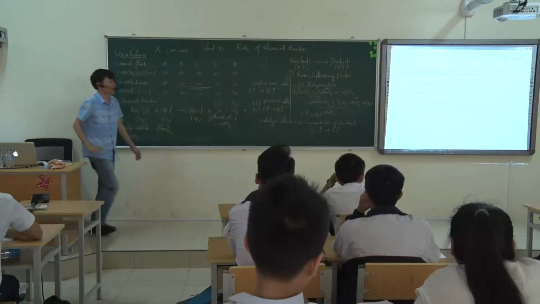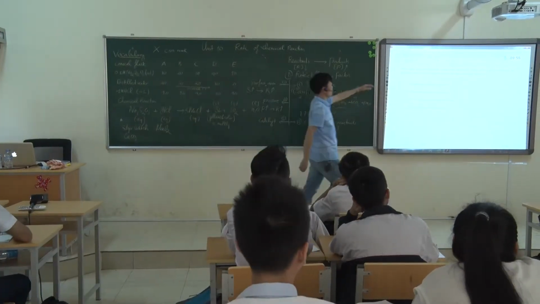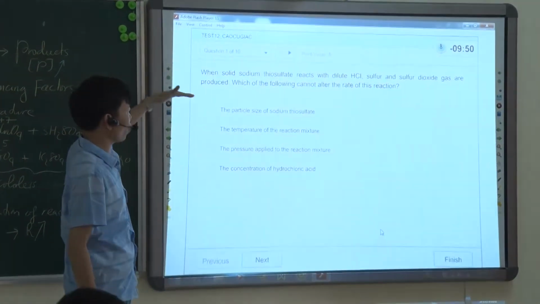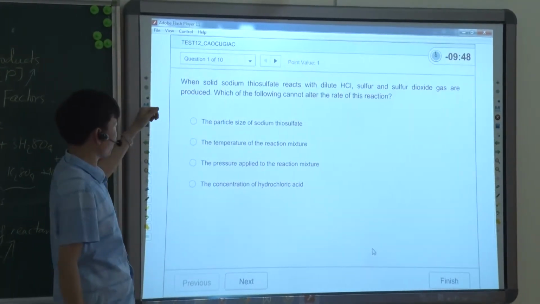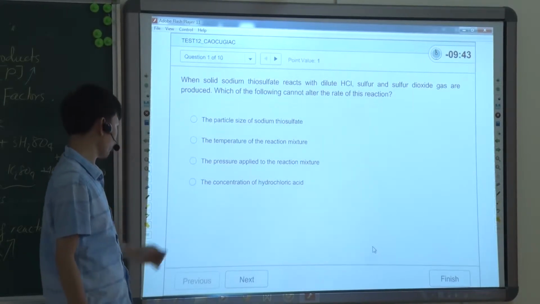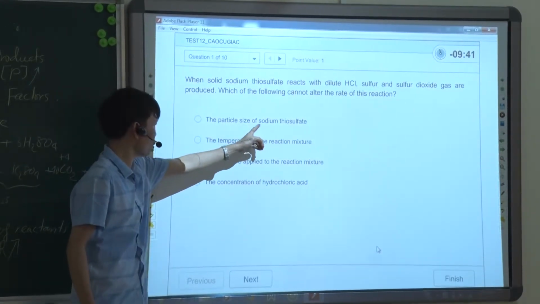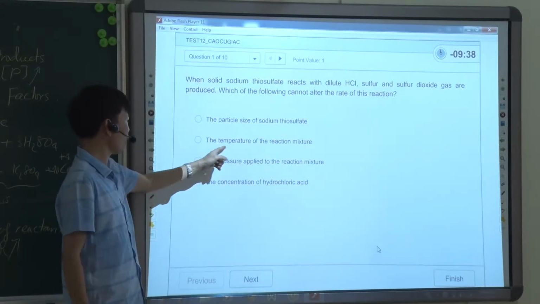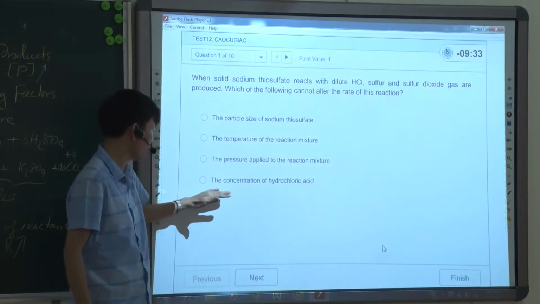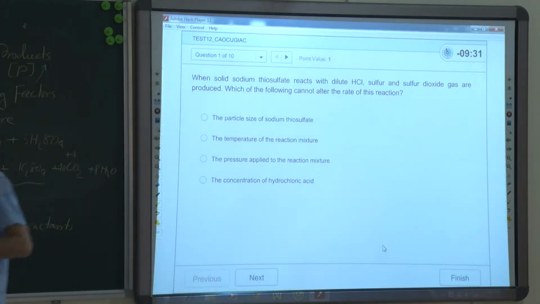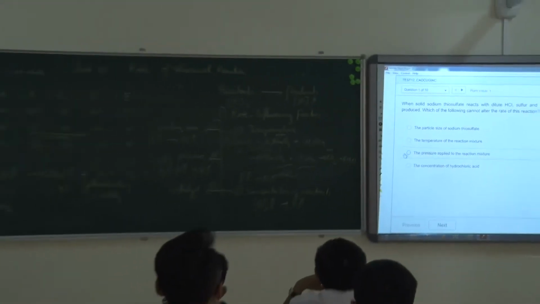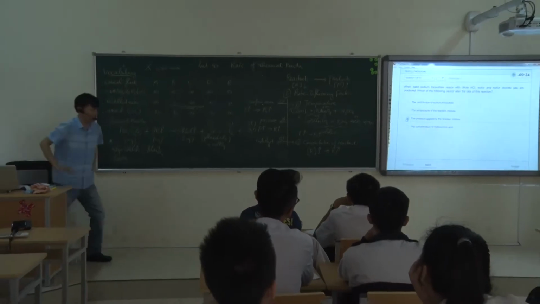Keywords. Now, okay. When solid sodium thiosulfate reacts with dilute hydrochloric acid, sulfur and sulfur dioxide gas are produced. Which of the following cannot alter the rate of the reaction? A, the particle size of sodium thiosulfate. B, the temperature applied to the reaction mixture. C, the pressure. D, concentrations of hydrochloric acid. Okay, A, B, C? C. Okay.